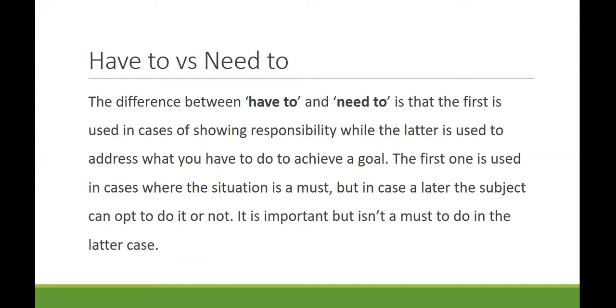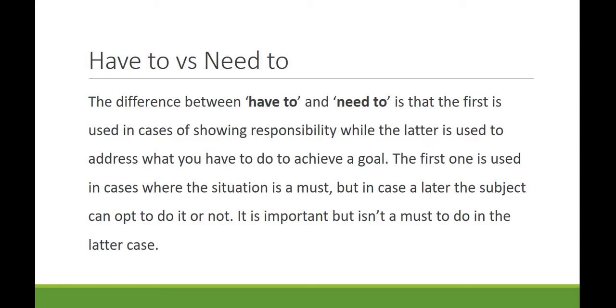Okay, so I'm going to continue. You can see here that we have that the difference between have to and need to is the first is used in cases of showing responsibility. Okay. El have to, lo dice allí, se utiliza para mostrar lo que es responsabilidad. While the latter is used to address what you have to do to achieve a goal. La última, lo que es el need to, dice que se utiliza para indicar o decir qué es lo que tenemos que hacer para alcanzar un objetivo.